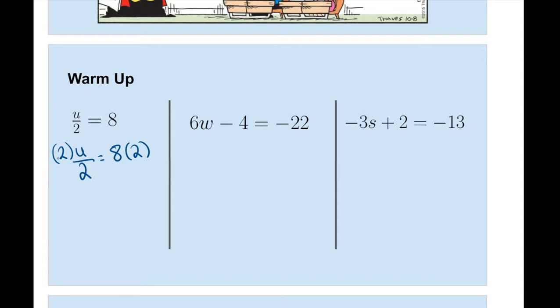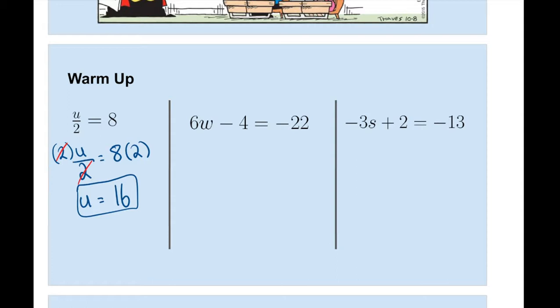When we do the opposite operation, it's going to cancel out the numbers on one side, in which case I'm left with u, and on the other side, 8 times 2 is 16. So that means the solution to this equation is u equals 16.